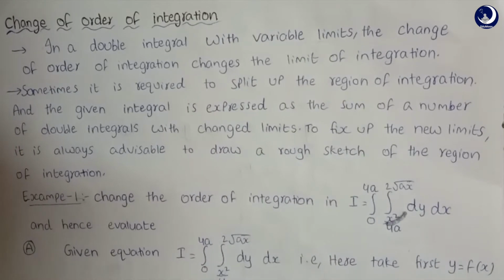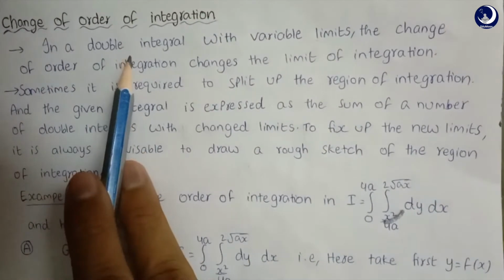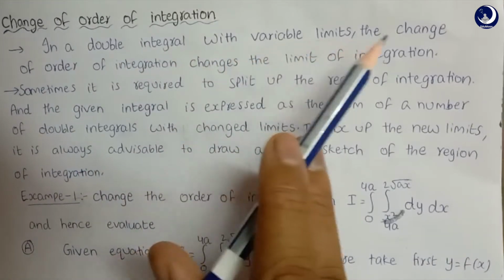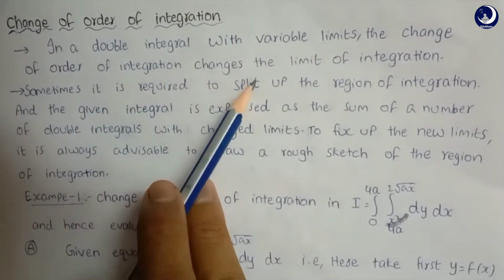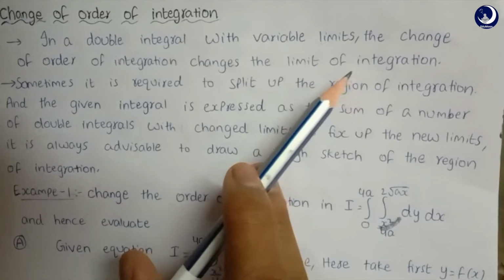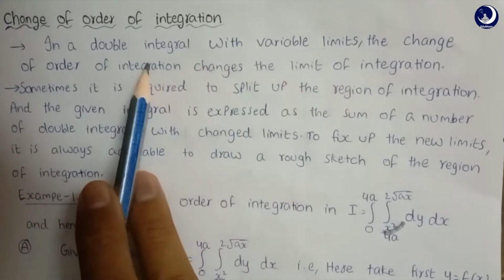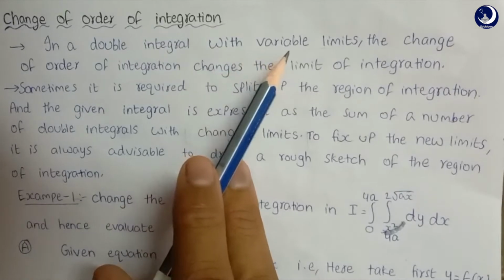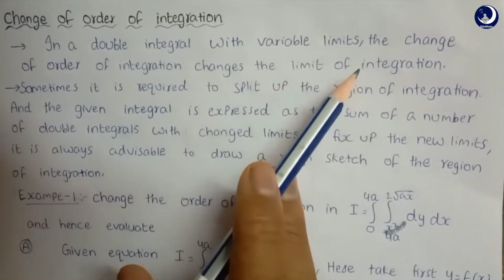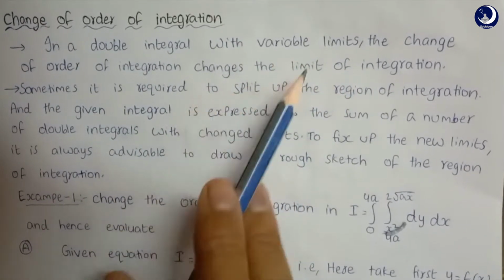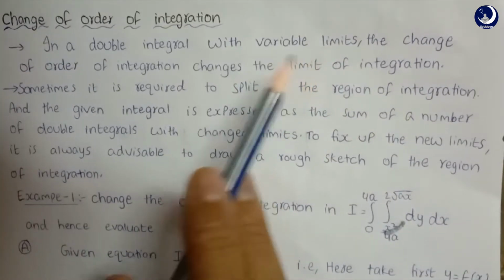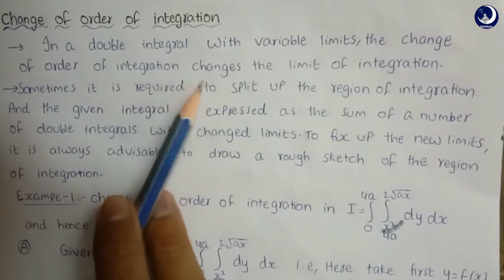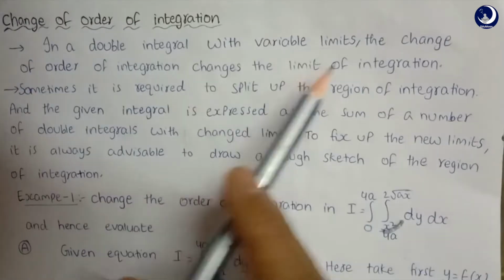Now we have to explain the topic change of order of integration in a double integral with variable limits. The change of order of integration changes the limit of integration. That means, for example, if we take some function with required limits which was bounded between upper and lower limits, that must be changed by the order of integration with required limit of integration.